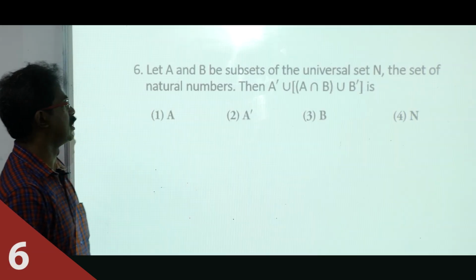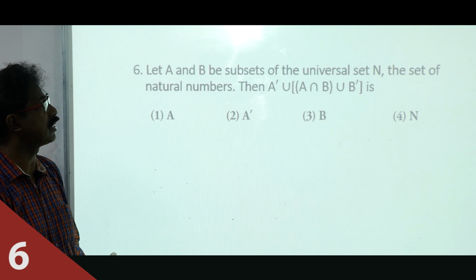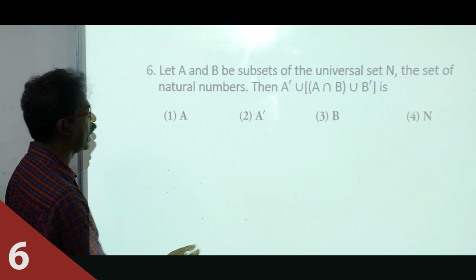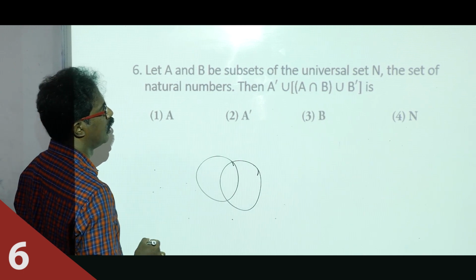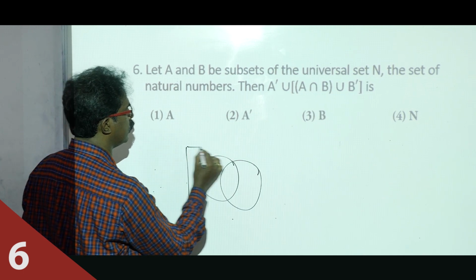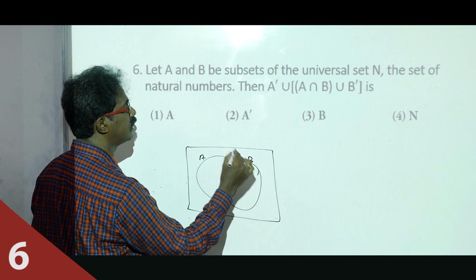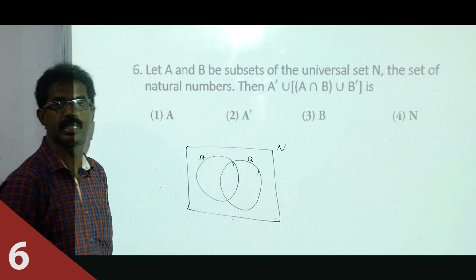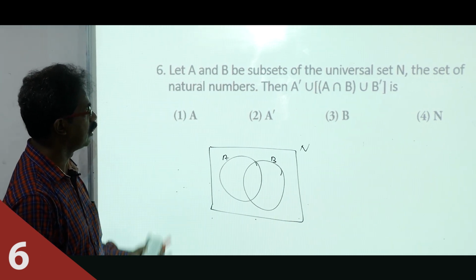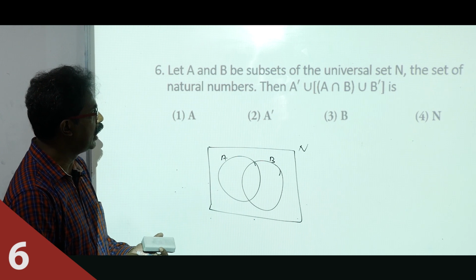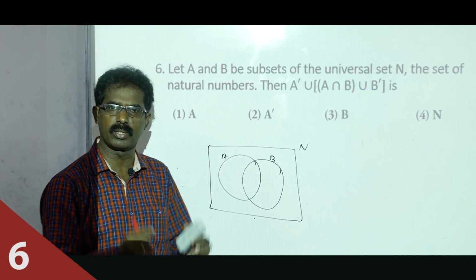Question number 6. Let A and B be subsets of the universal set N. So here the universal set is N, the set of natural numbers. Then A dash union A intersection B union B dash. It looks a little lengthy, but you can do it very easily.